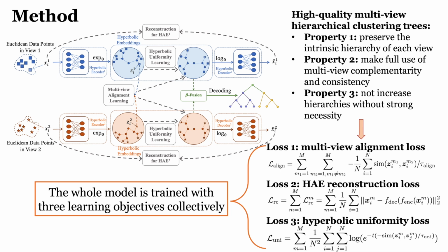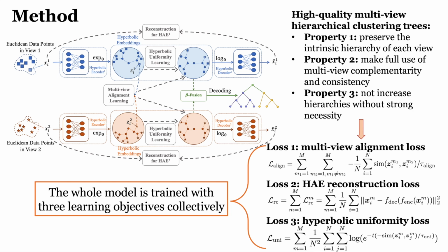Then, we further analyze three desired properties of good clustering trees, which are preserving the intrinsic hierarchy of each view, making full use of multi-view complementarity and consistency, and not increasing hierarchies without strong necessity. To this end, we introduce three loss functions to realize the above essential characteristics, including learning view common consistency with the multi-view alignment loss, learning view private complementarity with HAE reconstruction loss, and learning tree balancing property with the hyperbolic uniformity loss.